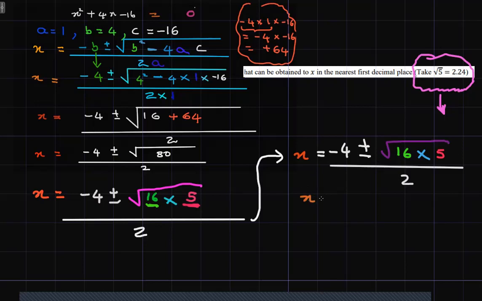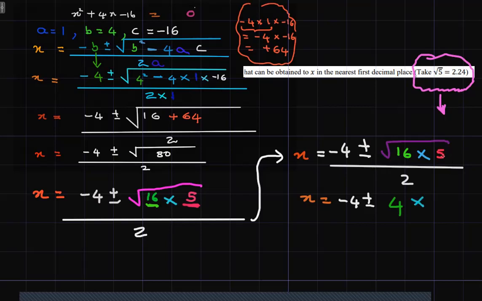X equals minus 4 plus or minus. What's the square root of 16? Is it 3? 3 times 3 is 9. No. That's 4, right? What is 4 times 4? 16. So what's the square root of 16? That's 4.